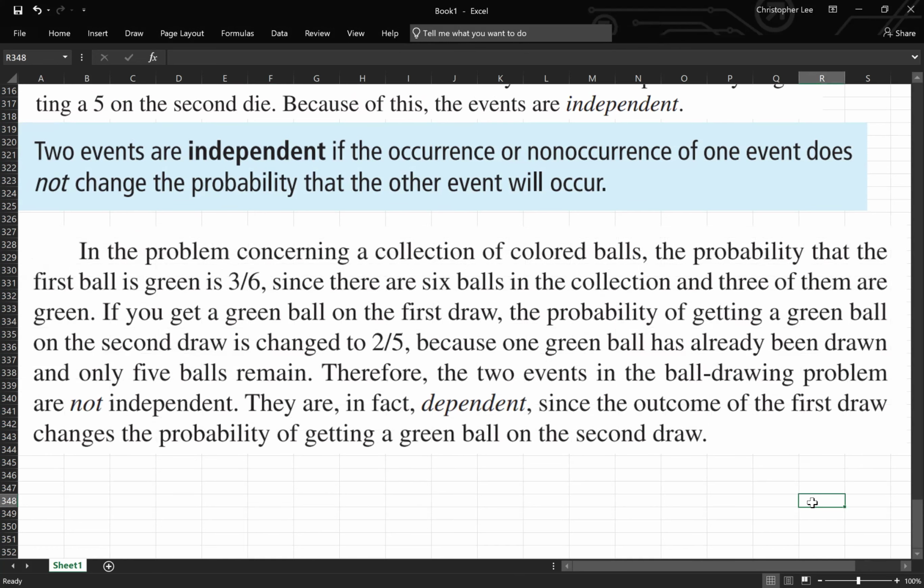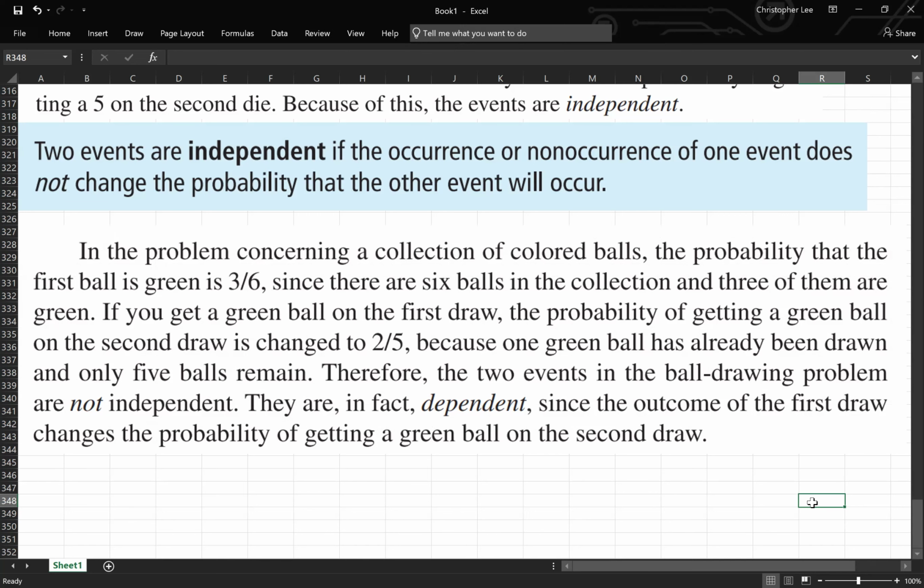So in the problem concerning a collection of colored balls, the probability that the first ball is green is 3 out of 6, right? Because 3 of the balls are green and it's 6 total balls. If you get a green ball on the first draw, the probability of getting a green ball on the second draw is changed, right? Because now I took out 1 green, so I only got 2 greens left, and there's 5 balls to choose from now. So 3/6 and 2/5.